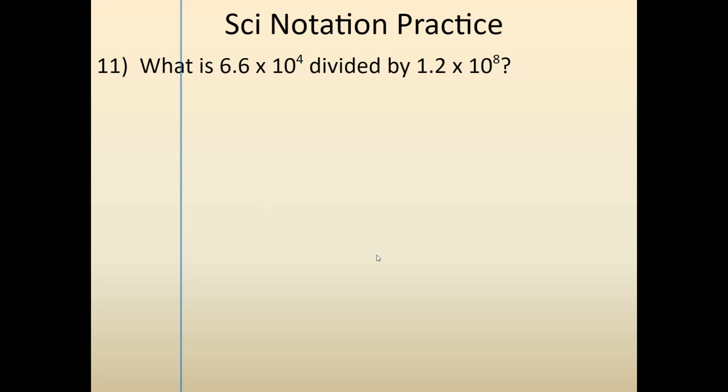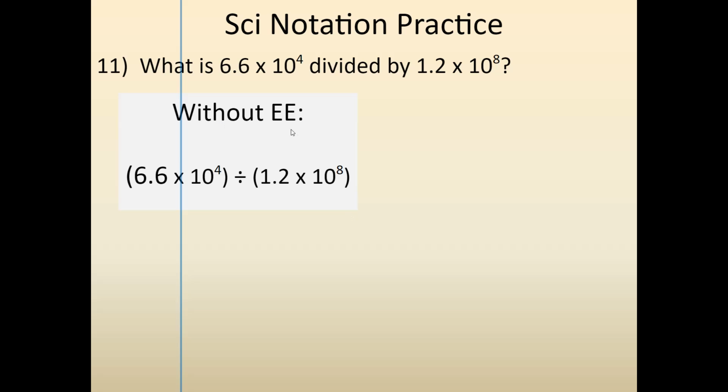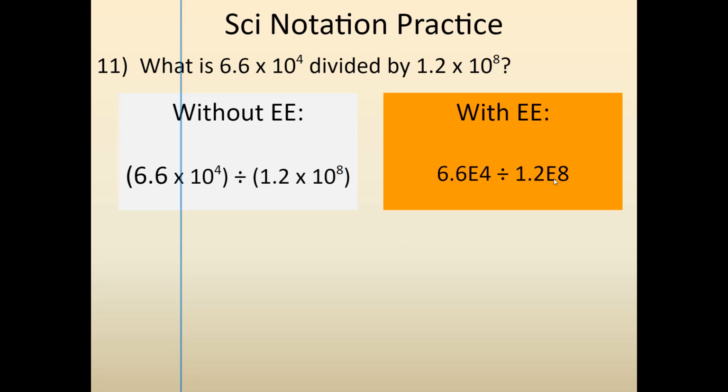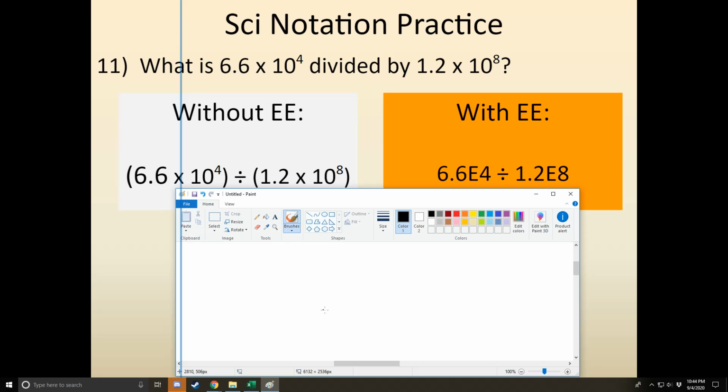Okay. So again, if you're not using EE, you want to put parentheses around this. If you're doing it, you don't have to worry about it, and this is what it would look like. For both cases, the answer would end up being, in non-scientific notation, or standard notation, 0.00055. If we were going to write it in scientific notation, it would look like this, or 5.5E negative 4.